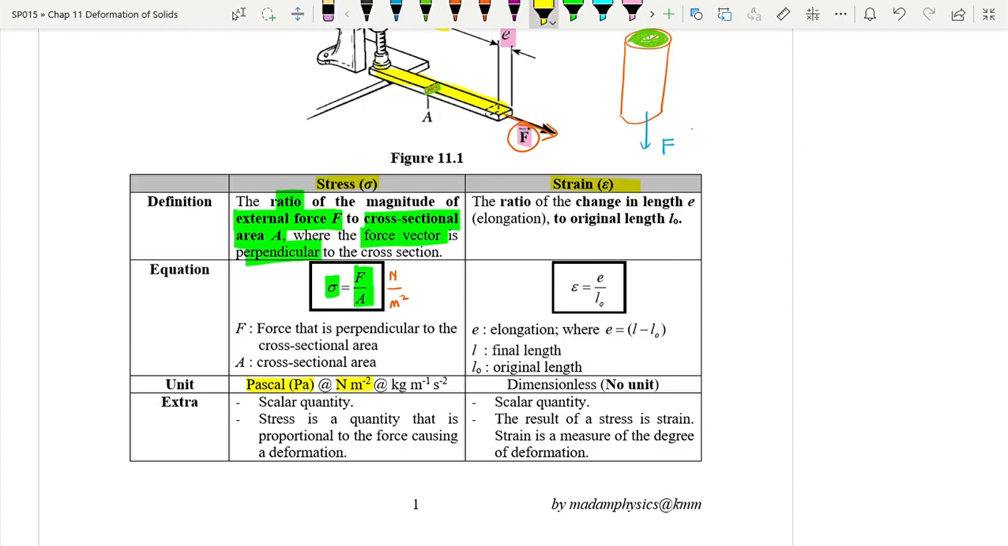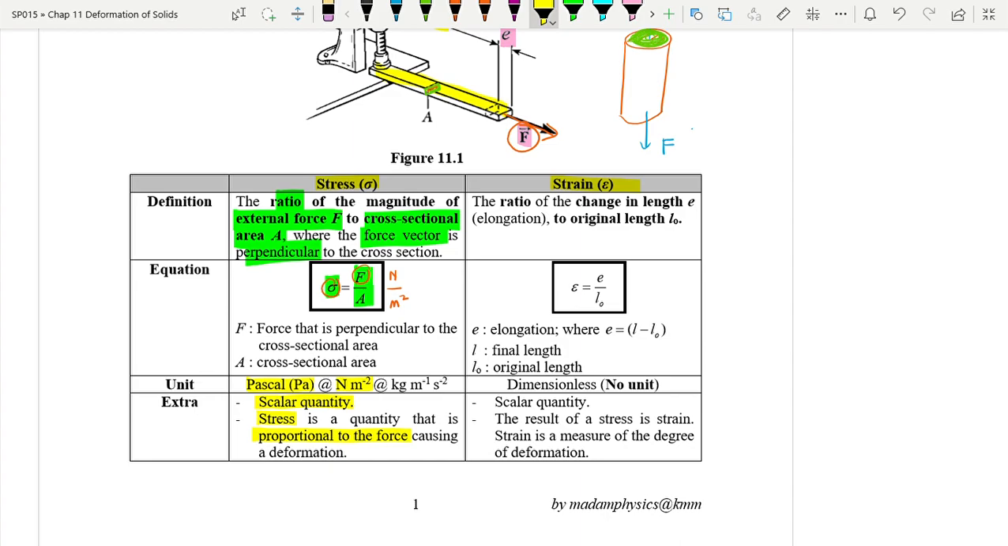Since force and area are both treated here as vector quantities, our sigma, or stress, will be a scalar quantity. From the formula, stress depends fully on the amount of force, so its relation is directly proportional to the force. Sometimes we can also call stress a force. Okay, so next is strain.